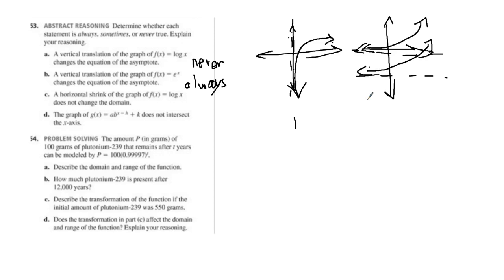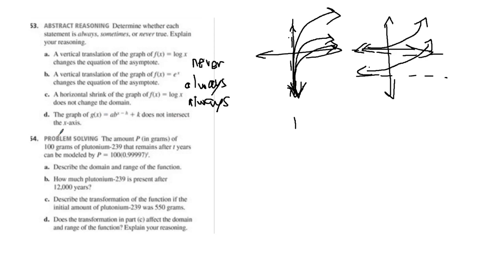A horizontal shrink of the graph f(x) = log x does not change the domain. That is always true, because you can still get every single number from this f of x log x, even if you make it like this or like this. Every single number will still be included, from infinitesimally 0 to positive.